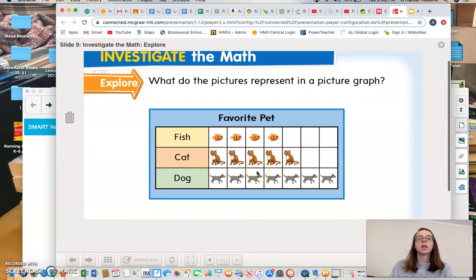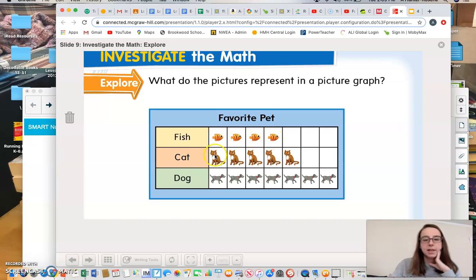Here we go. What do the pictures represent in a picture graph? So if this is our picture graph, what do each one of these represent? How many of each there are. So fish, 1, 2, 3, 4. There are 4 fish, okay? How many cats? 5. And how many dogs? 7.